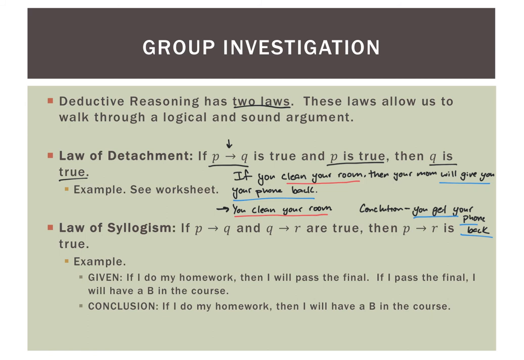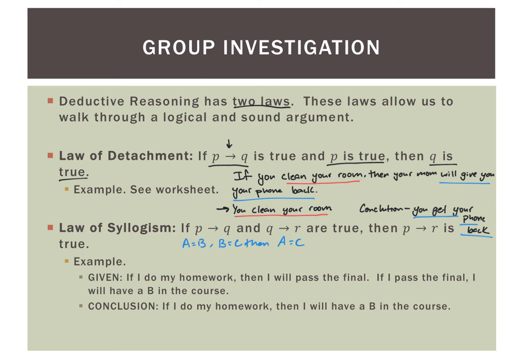Now, the law of syllogism is slightly different. This one goes, if P then Q and Q then R are true, then P then R is true. This one is almost like the transitive property, but for statements. And if you've forgotten, the transitive property is A equals B, B equals C, then A equals C. Normally this would apply to numbers, but the law of syllogism says it applies to logical statements as well.